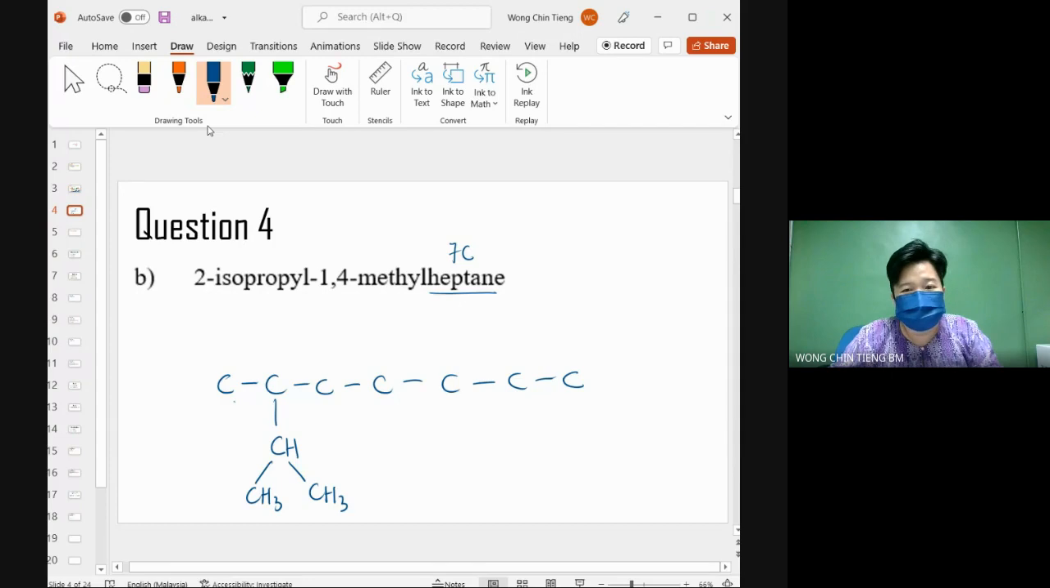1, 4. If you look at the 1, you know already this is wrong. Betul? Kan? Carbon nombor 1 mana boleh pegang methyl, right? Carbon nombor 1 kalau pegang methyl, dia mesti jadi longest carbon chain. Agree? Kan? Alright, so yang ni memang salah dah lah. Tapi salah tak kat mana kita tengok lah. 1, 2, 3, 4. 4 ada juga CH3.